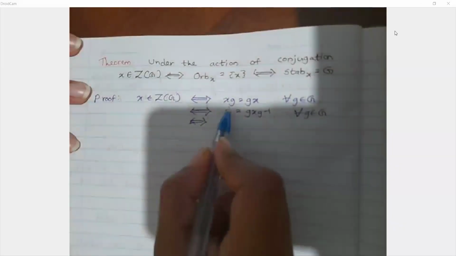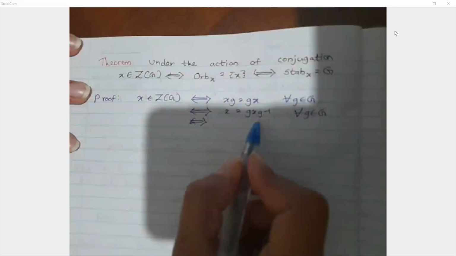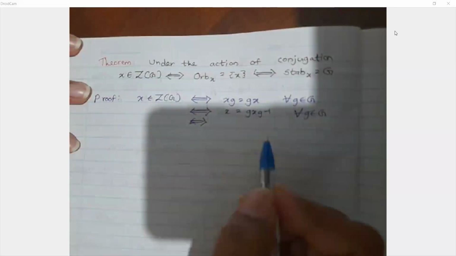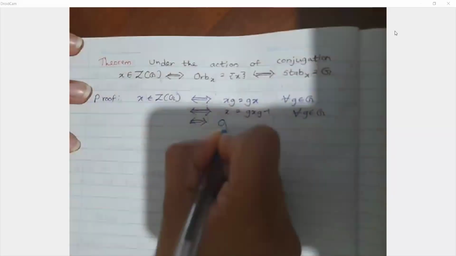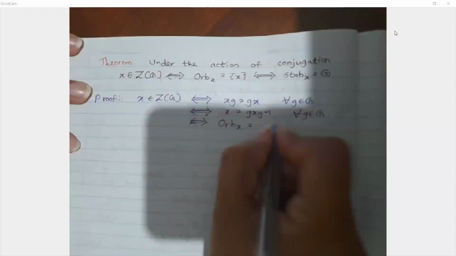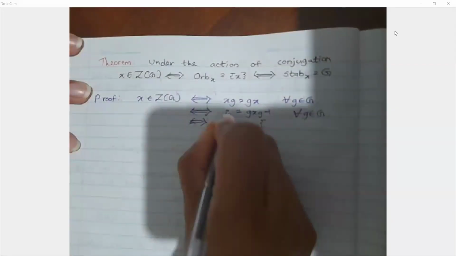Now what do we have? For every g, for this particular x, gxg inverse is simply equal to x. In other words, g dot x is simply equal to x for any g that you take from the group. So what does it mean? By definition, the orbit of x simply contains this one element x, because no matter which g you use to find g dot x, you would end up getting x.